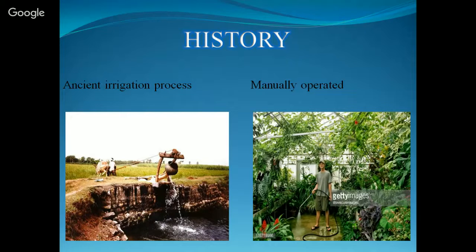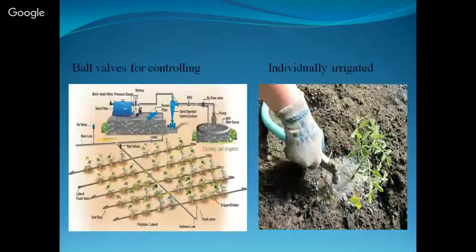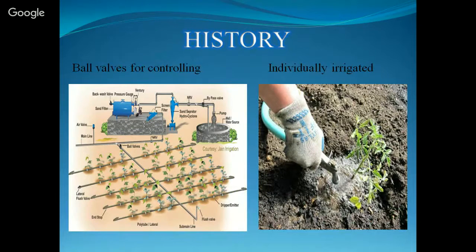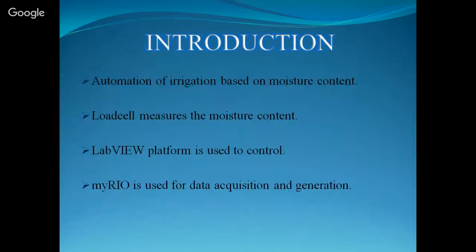In greenhouses, watering was done individually for every plant, which was time-consuming work. Nowadays, irrigation is performed through manually operated valves and sprayers, which even requires continuous examination of the plants by the farmers. Next, introduction. In our project, irrigation is made automated depending upon the moisture content of the soil.